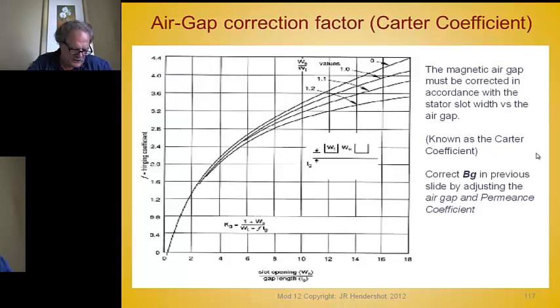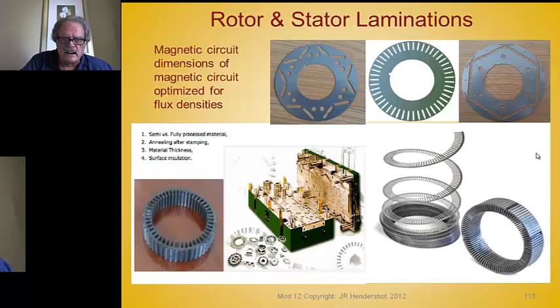It's not as often used in PM machines as it is in induction, because the air gap is so critical in an induction machine, and the air gap is so small and the slot openings are so big that the Carter coefficients are so important. But in a PM machine, the air gap is quite large, and the slot openings tend not to be as large in a brushless machine. So it's less important with PM machines than it is with reluctance synchronous or induction.